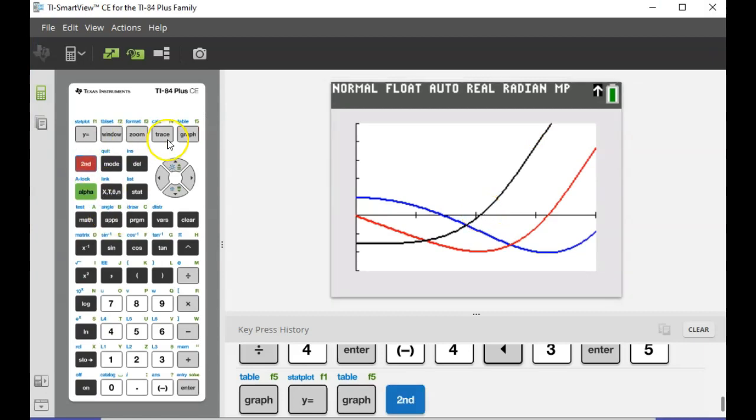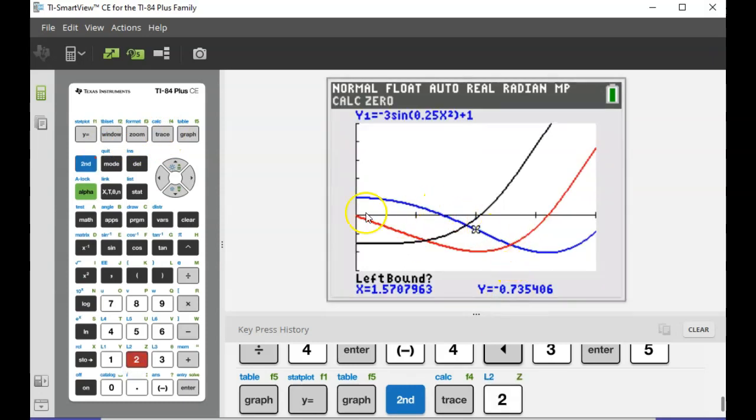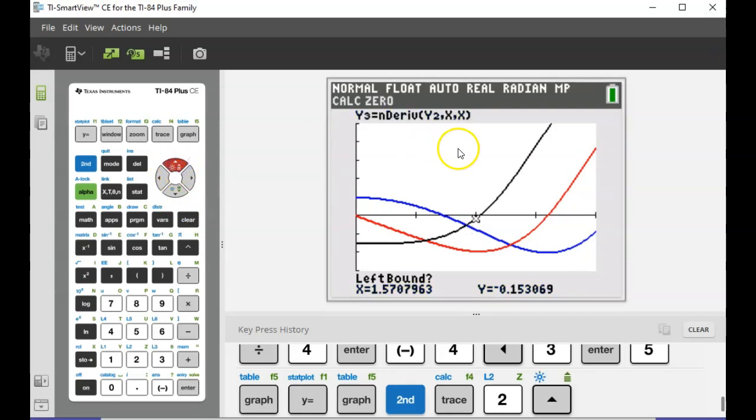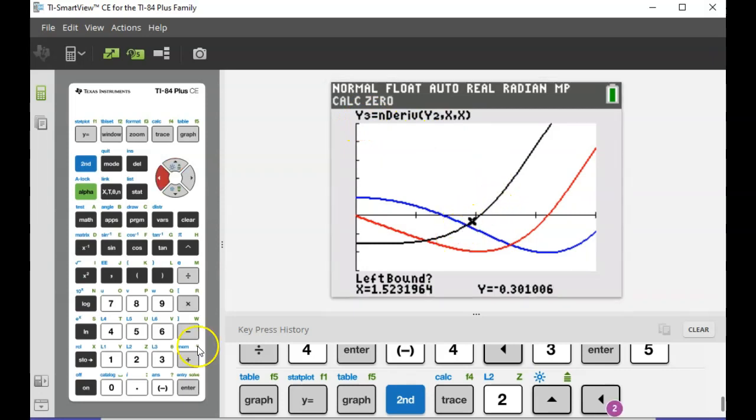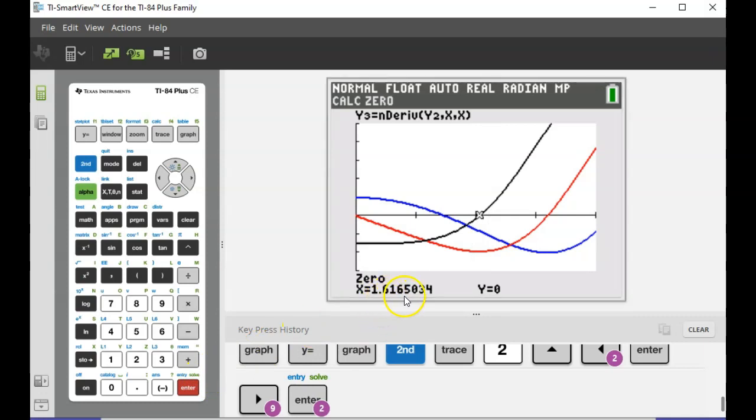So we'll do second calc, 0. It selects my first function, but you can toggle using the up and down arrow keys. And so now I'm on y3, which is my acceleration. Just press enter since we're to the left of the intercept, and then here we are to the right of the intercept, and enter, and here's our 0, 1.6165.